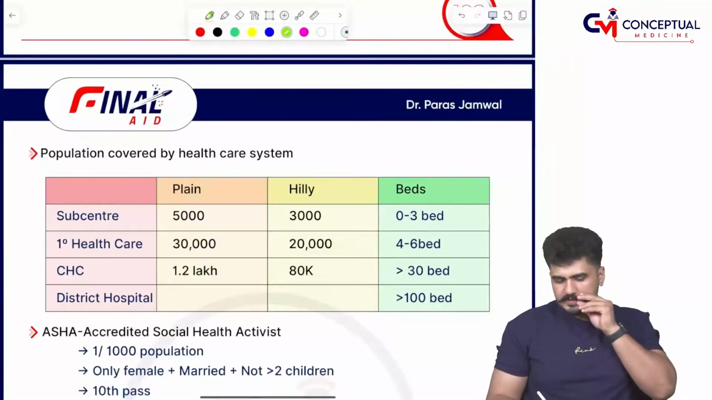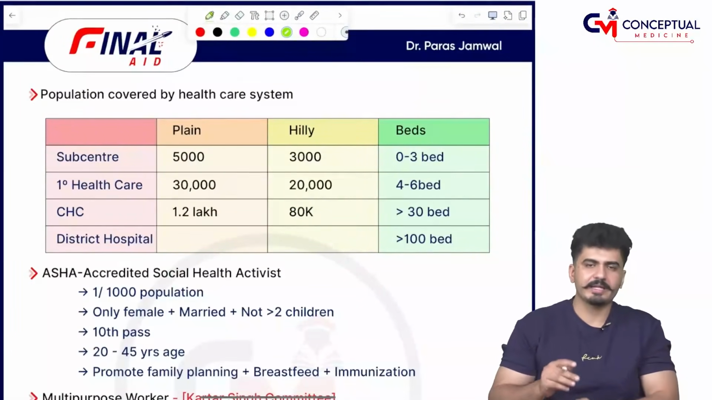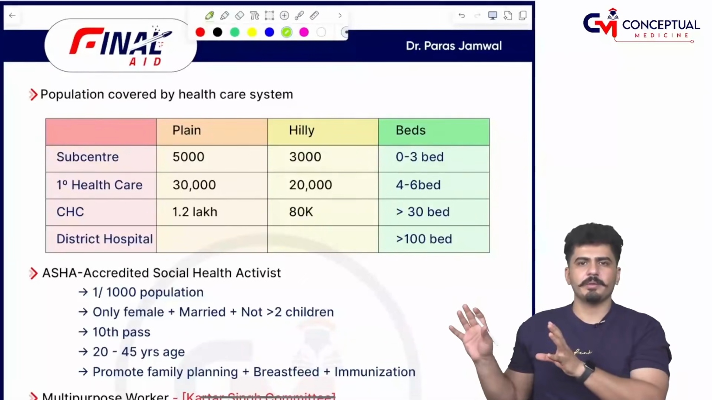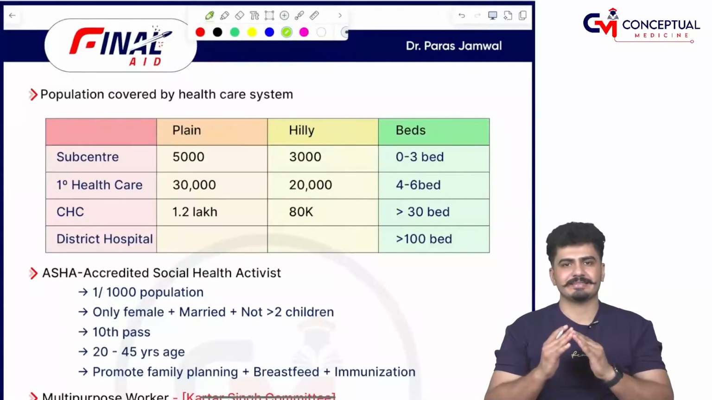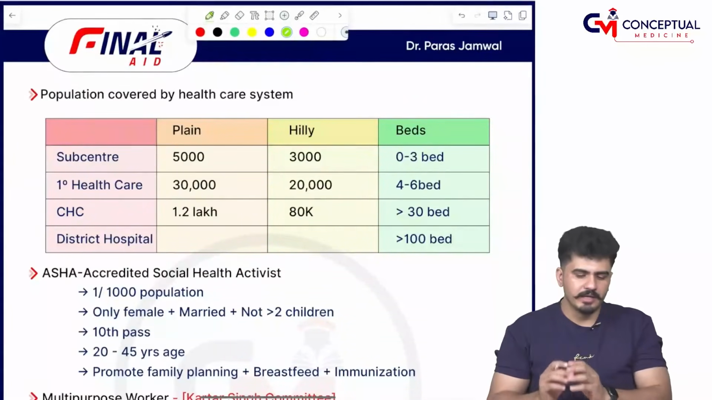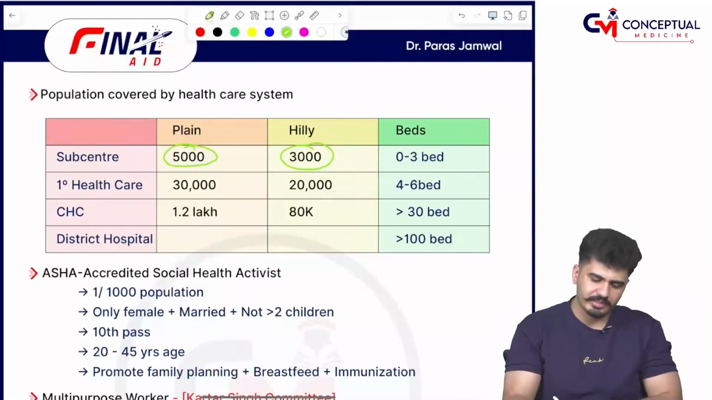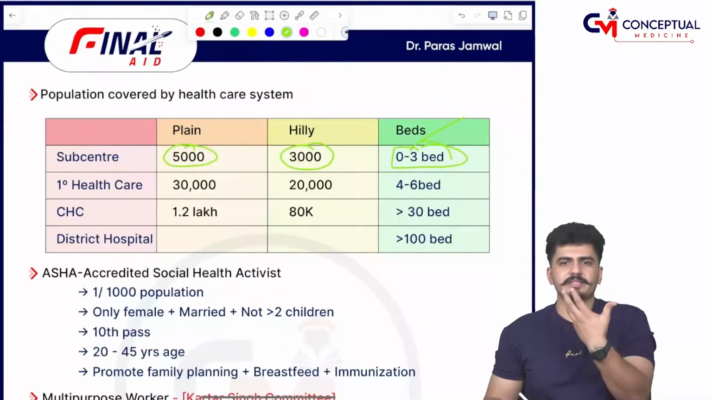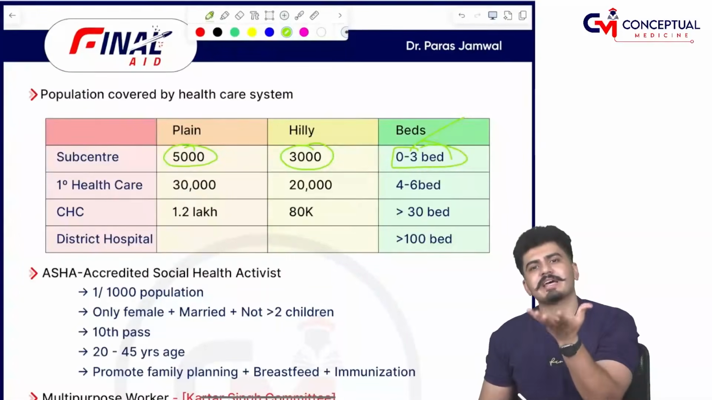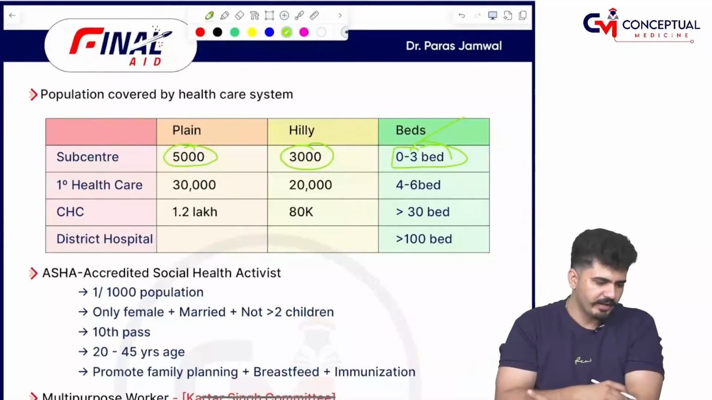Now, sir, let's talk about the population covered by the healthcare system. Small thing. Subcenter. See, in this chart, just remember, the population covered in a plain area is more than in hilly areas. That's the first fundamental. So a subcenter, if in a plain area it covers 5,000, in hilly areas it covers only 3,000. And beds are 0 to 3 depending on type A, type B, where delivery is happening and not happening, and how many deliveries are happening. If no delivery is happening, 0 beds. If deliveries are happening, 0 to 3 beds depending on that, sir.